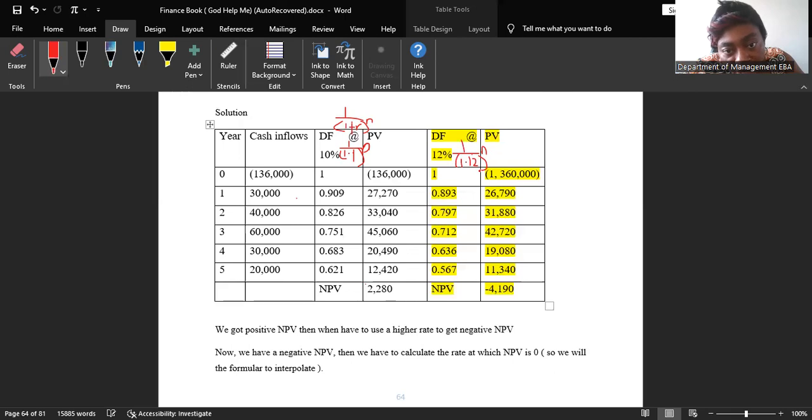Raise to the power 2, that was 0.797. Raise to the power 3, that was 0.712. Raise to the power 4, you get 0.636. Raise to the power 5, you get 0.57. And add the figure. Now we multiply. This is the discounting factor for the second word. So we are using the same type of approach.